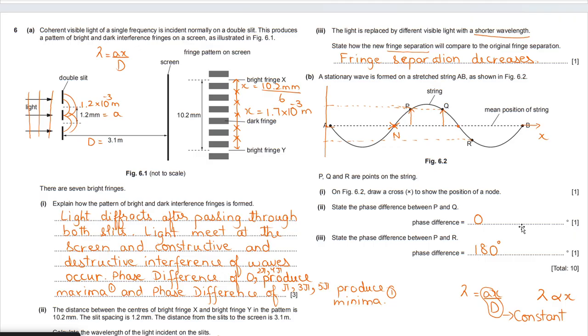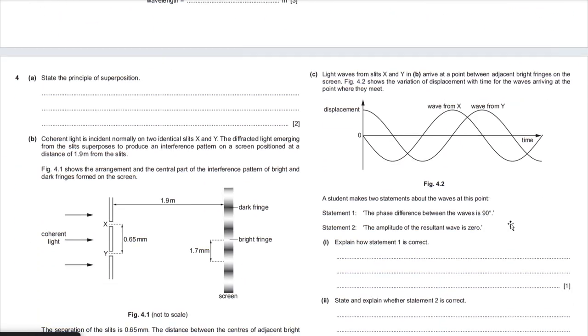This is why. Just give me 1 second. Is it clear? I just wanted to check. Sorry. Okay, so moving on to the next question.